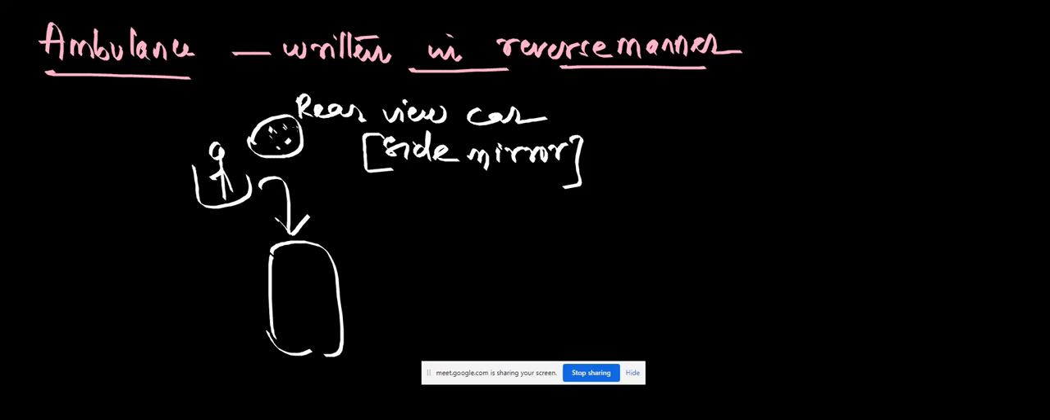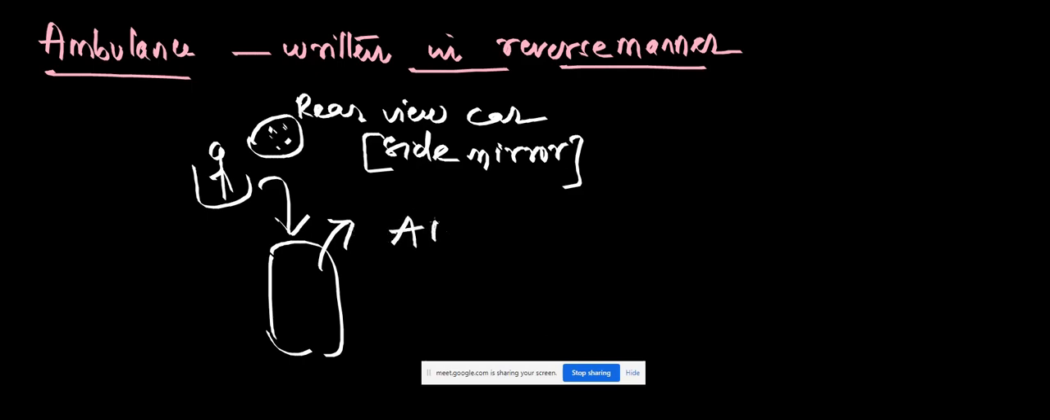So in the mirror, what happens? Left appears right, right appears left. So that's the reason they write "ulta" here. If they write it correctly, what happens? It will appear in reverse to you. That is why they first write it in reverse. For us, it will appear correctly.